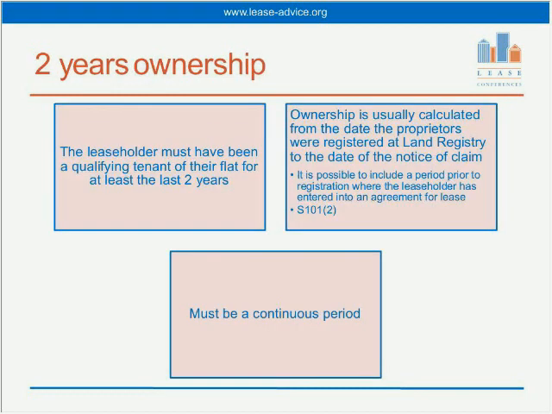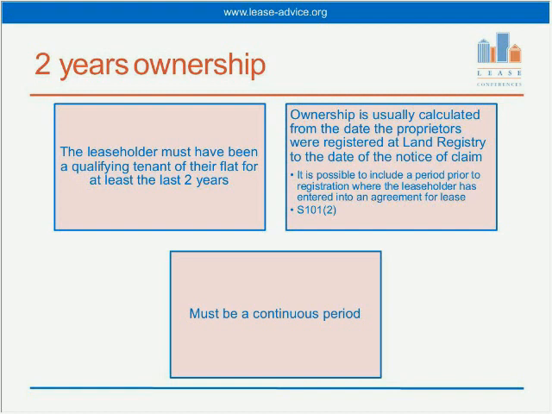Two years ownership is crucial. There used to be a residence requirement, and it was in the 1993 Leasehold Reform Housing and Urban Development Act. That residence requirement was abolished in the 2002 Commonhold and Leasehold Reform Act as from 26th of June 2002. And what it says now is two years ownership. So long as the flat owner, the leaseholder, has been a qualifying tenant of their flat for at least two years, then they can go for a statutory lease extension. They can own for less than two years, of course, and try to deal with the landlord, but they can't go down the 93 Act route and force the landlord, subject to following the procedure, to grant a statutory lease extension unless they've been the owner for two years.